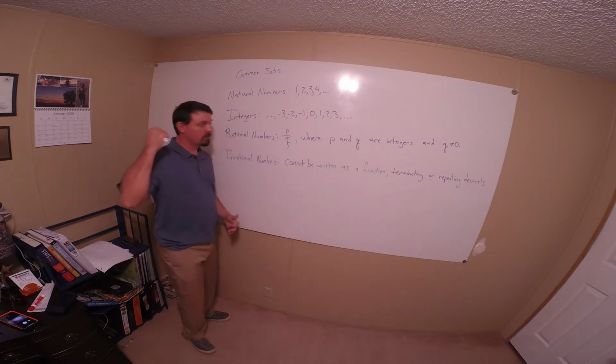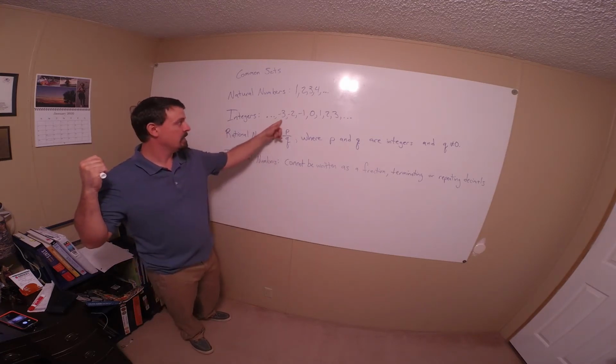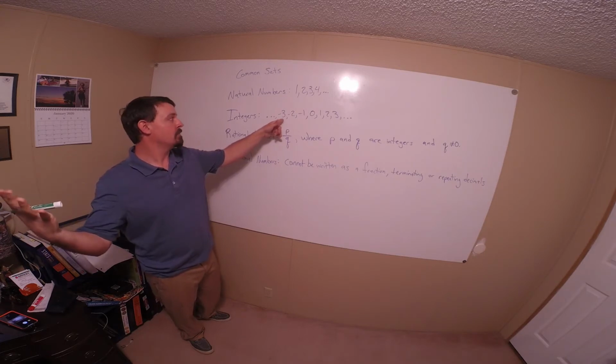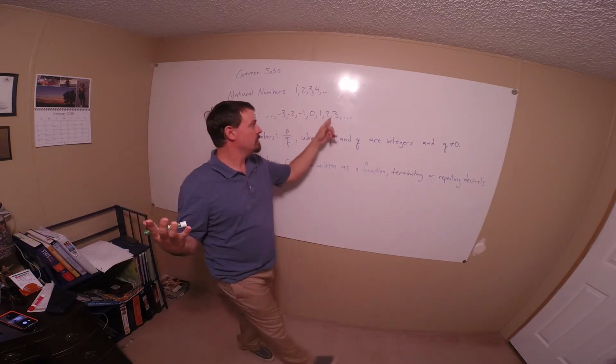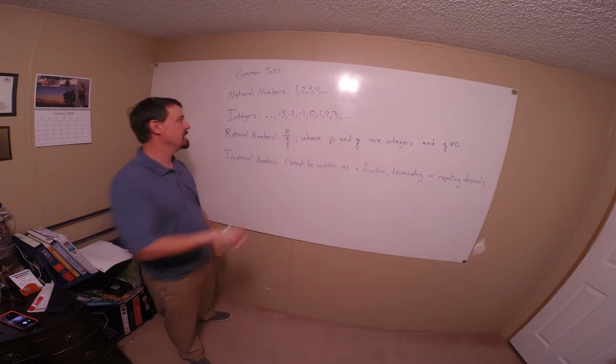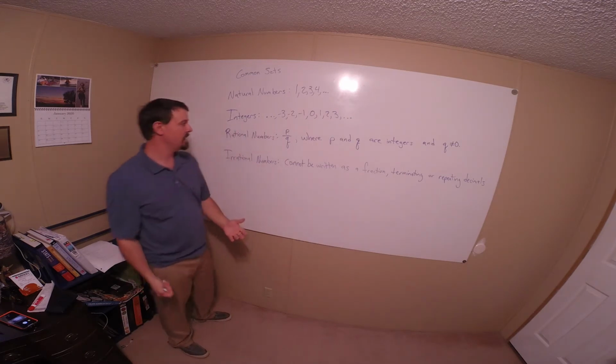Integers also go by 1, but they go from negative infinity to positive infinity. So they start with the negatives. So you can start negative 3, negative 2, negative 1, 0, 1, 2, 3, on to positive infinity, and also goes back to negative infinity.